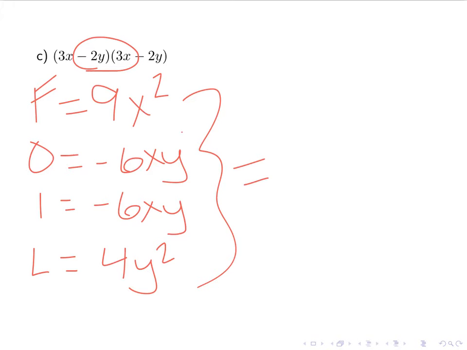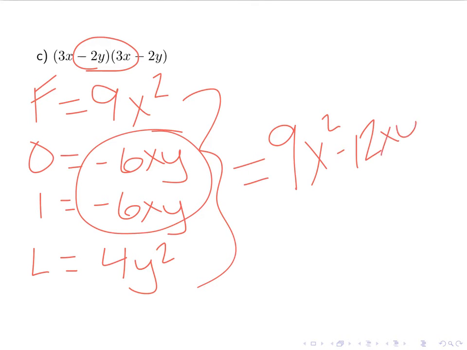When I add them together, I have two like terms, so I'll combine them. And I ran out of room. So I'll have the trinomial 9x squared minus 12xy plus 4y squared.